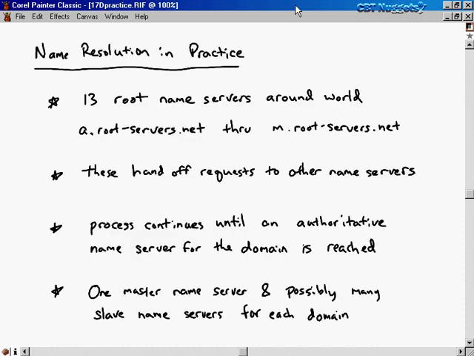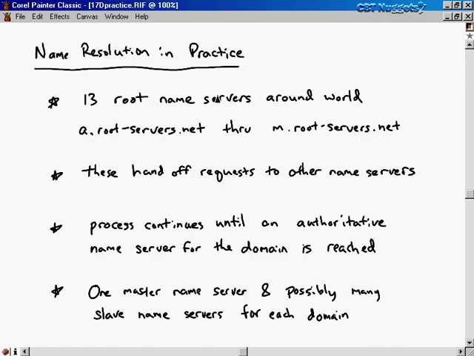The way that name resolution works in practice is that there are 13 of what are called root name servers around the world. Their names are a.rootservers.net through m.rootservers.net. And these live all over the world. There are some in California, Virginia, Stockholm, Sweden, Tokyo. They're spread around the world, and they are the first line of name resolution.